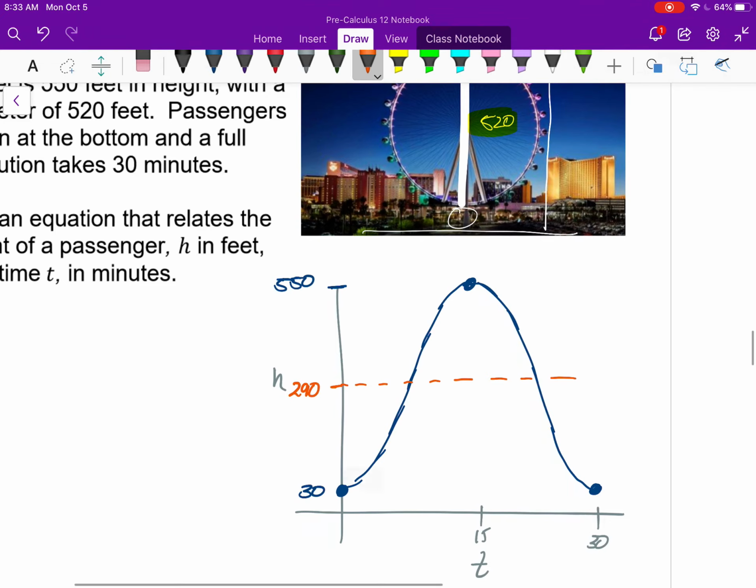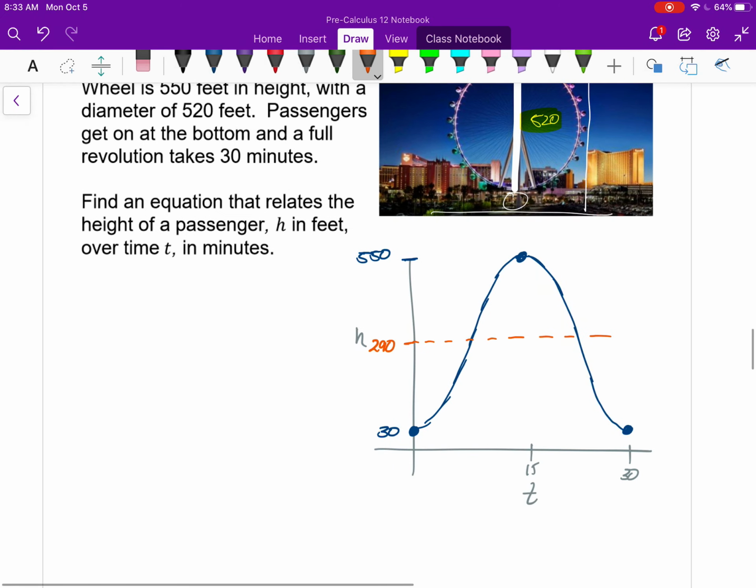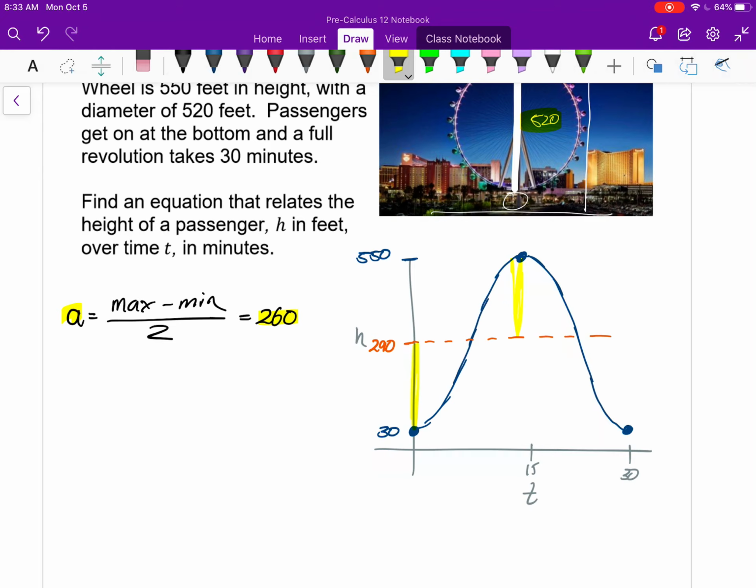And so with that said, I got the basics of my wave, and the reason that's helpful is I now have a visual to build upon. So let's figure out my A value. My A value, in this case, this formula of max minus min divided by 2, for probably the first time in these notes becomes useful. You get 260. That's my A value. That's the distance from here to here, or from here to here. It's also the same as the radius of the wheel.